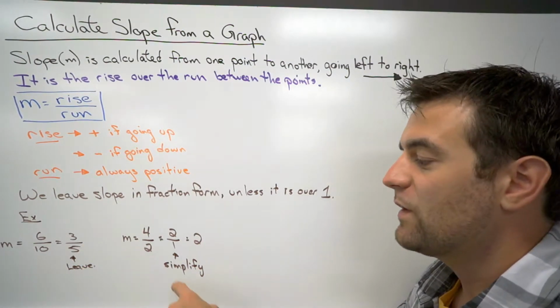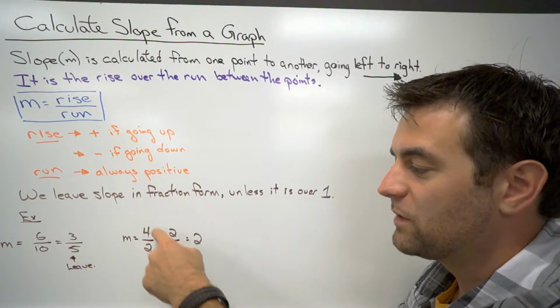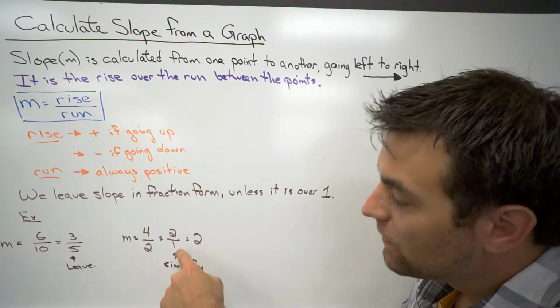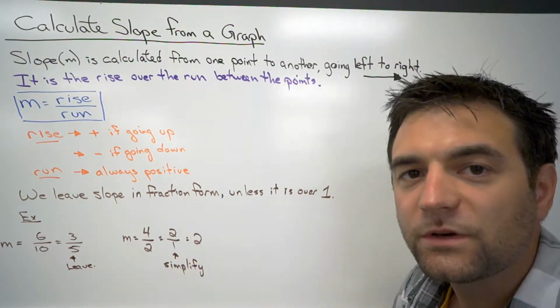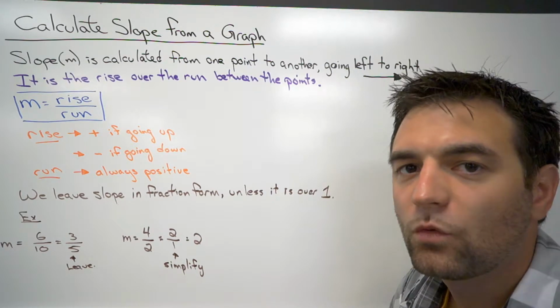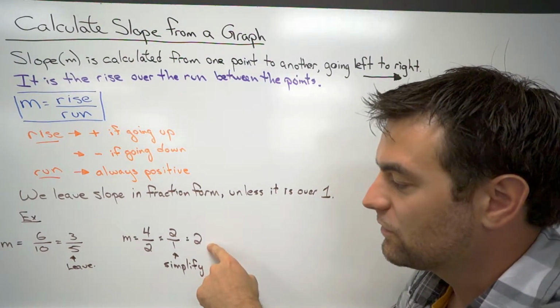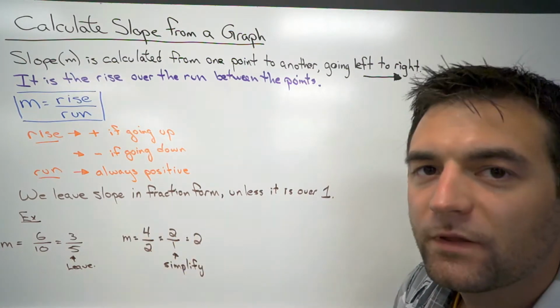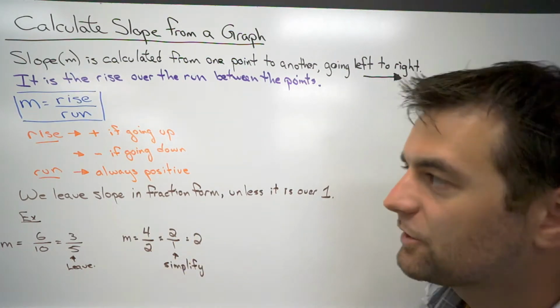However, if we have a slope like 4 over 2, and we simplify that down to 2 over 1, over 1 means we're going to simplify that again. We're going to get rid of the 1 and just leave it as 2. So 2 over 1 becomes 2. Only if 1 is the denominator does this happen, and it just makes everything a little neater.